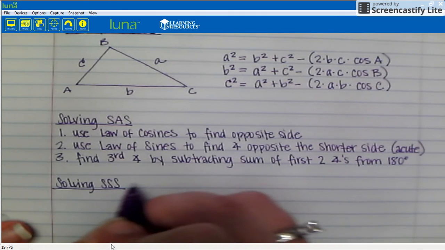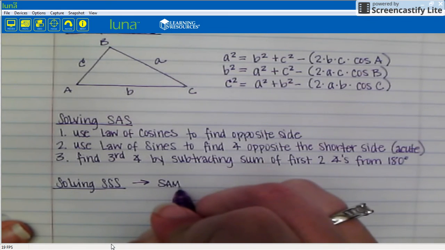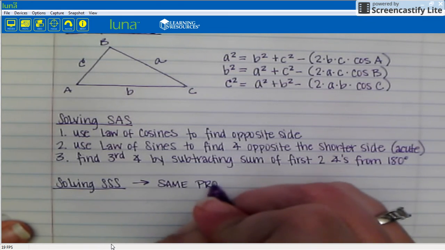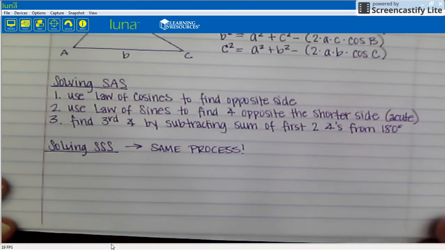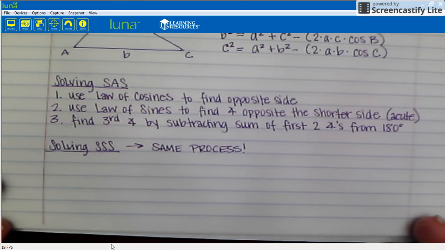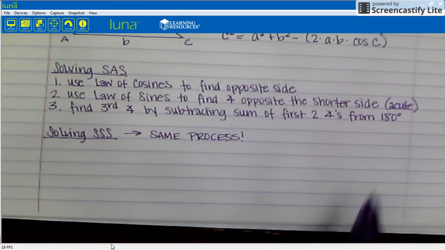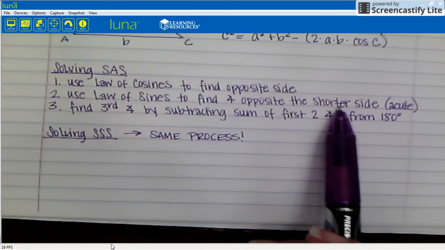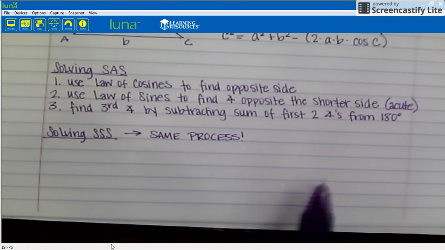So to solve side, side, side, it is the same process. The only difference is instead of solving for a side, you're strictly solving for all of the angles.